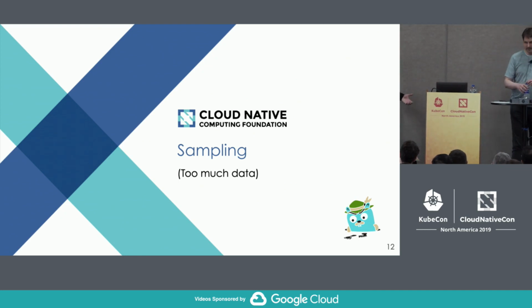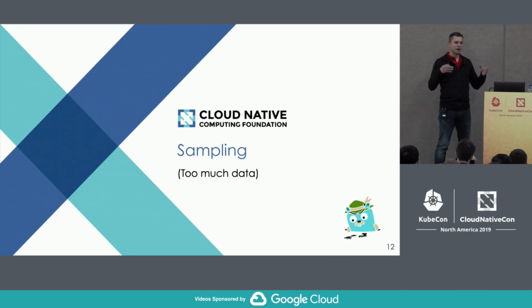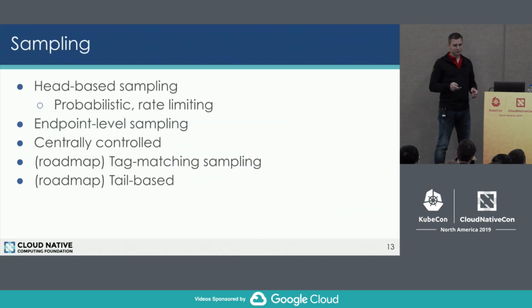So sampling is a way you can control how much data or how many traces are stored in your tracing system. Because if you end up tracing all the requests, it's just too much data to store. So we have to have a way to control that. Jaeger by default does head-based sampling, or upfront sampling, which is when we start the trace, we decide whether the trace should be stored or not. There are multiple ways you can decide that.